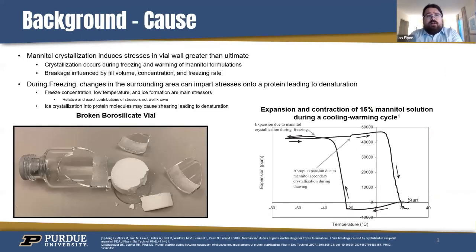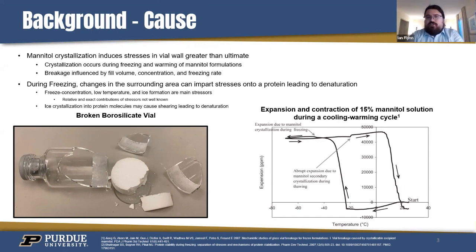So going into a little bit of background on this. Mannitol crystallization induces stress in the vial wall, which can lead to vial breakage. And this crystallization is going to be occurring during your freezing and thawing. In past papers, you can see at the bottom right, with 15% mannitol solutions, there's large amounts of strain and stress being imparted on the vial during mannitol freezing, which can lead to broken vials very easily. And this is going to be influenced by your fill volume, your concentration, and the ramp rates you're using.